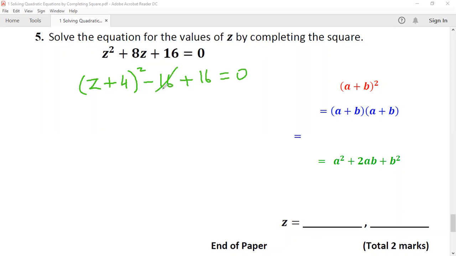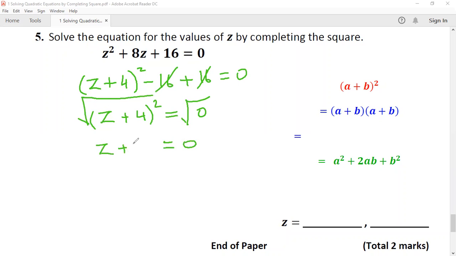And then 16 and 16 will get cancelled. So I'm going to be left with z plus 4 whole squared equals 0. I'm going to square root both sides of the equation. And square rooting 0 doesn't make any difference. So I'm going to be left with z plus 4 equals 0. So taking away 4 from both sides is going to give me minus 4.